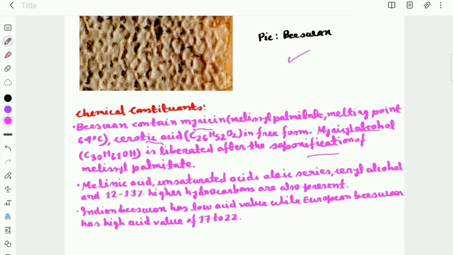However, Indian beeswax has low acid value, while European beeswax has high acid value of 17 to 22. So, this way we can distinguish between Indian beeswax and European beeswax.